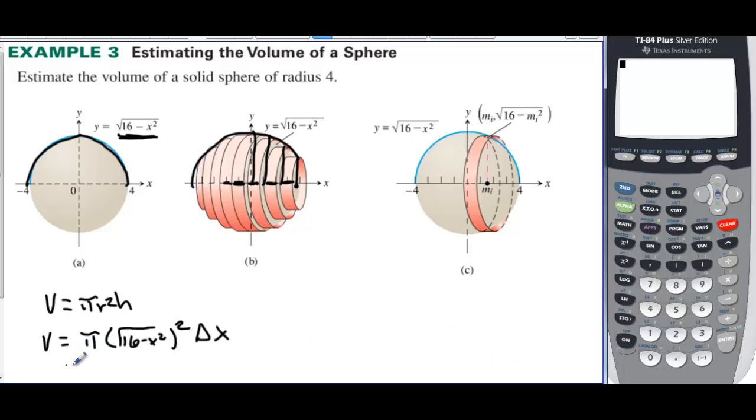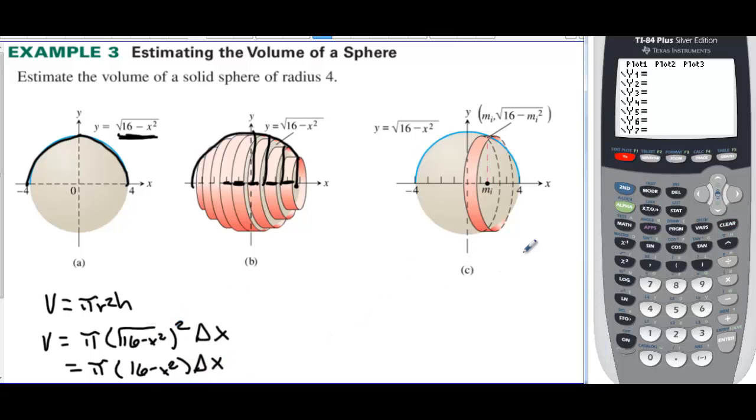Let's simplify this. We have pi times 16 minus x squared. The square root and the square cancel each other out, and then times the change in the x. Let's go to the calculator, and we will enter in pi times 16 minus x squared. And now we will run the program. So we have program, go to the RAM program, run it, and we're going from -4 to 4. And let's, instead of going 8 subintervals, maybe we try 100 subintervals, so we'll get a good estimate.